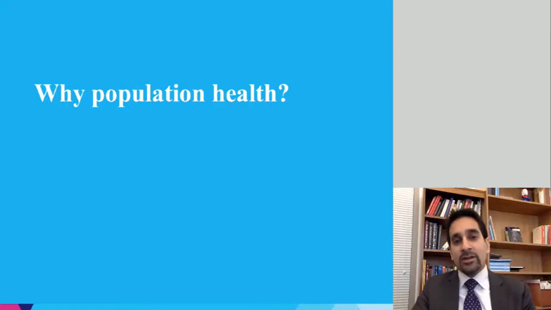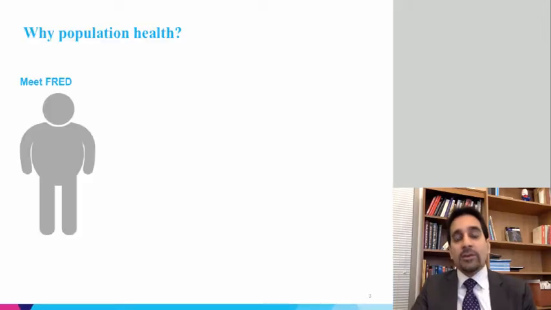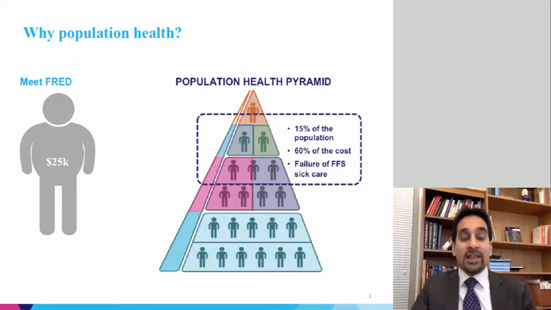So to start, let's talk a little bit about why population health. Why are we actually doing this? And I think the best way to start is actually with a patient story. So I'm sure most of you know a Fred. And Fred costs $25,000 for the healthcare system. And he's 15% of the population, 60% of the total cost, and the failure of fee-for-service sick care.